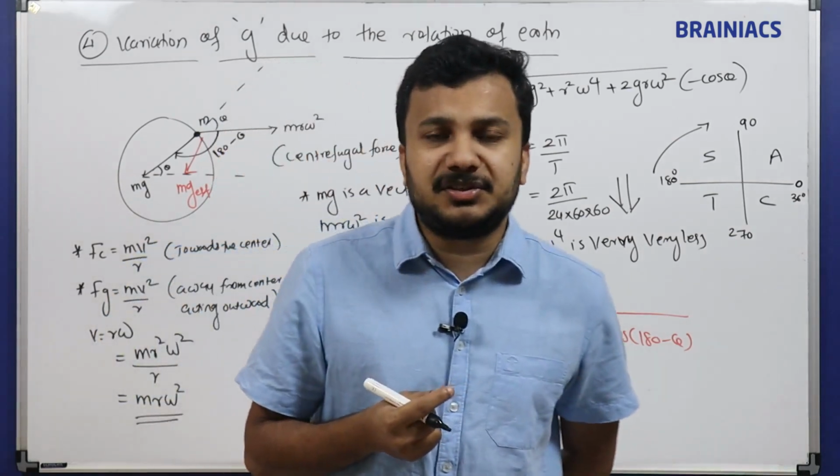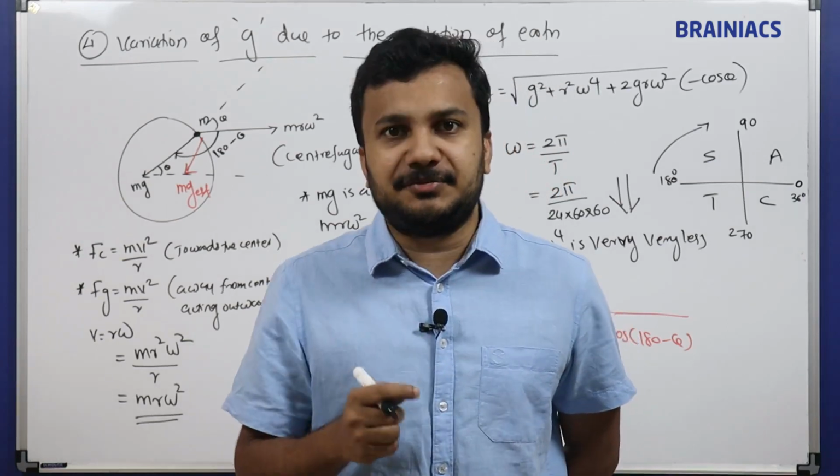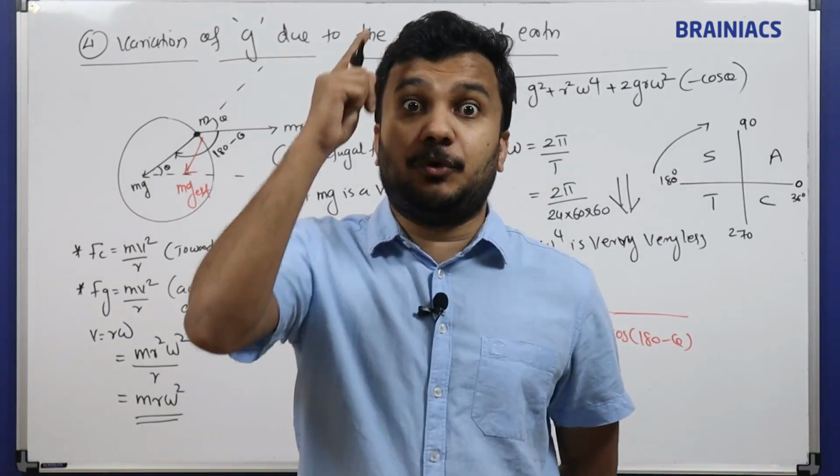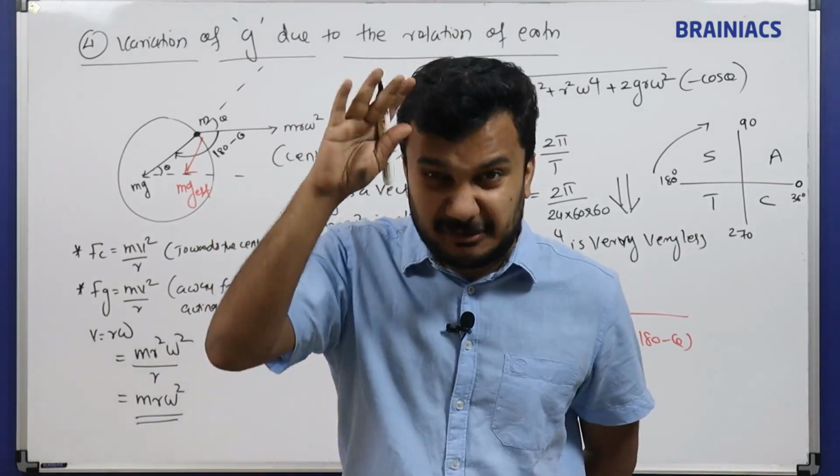1 by 2. 1 by 2 is a small number, right? 1 by 2 means what? 0.5. 1 by 2 square means what? 1 by 4. 1 by 2 raised to 4 means what? 1 by 16. Very less.